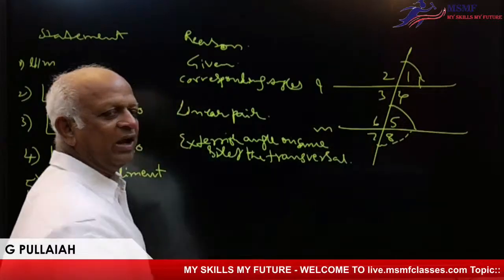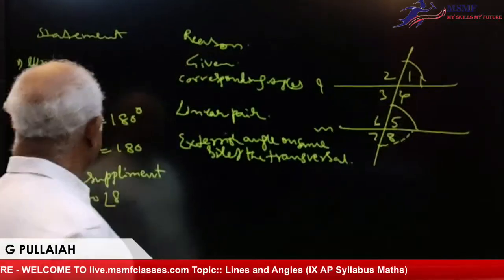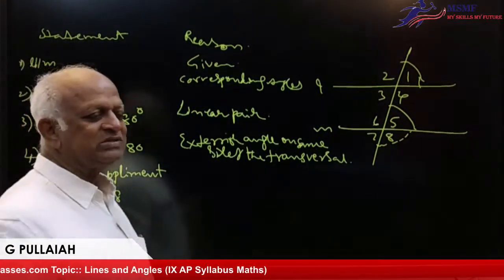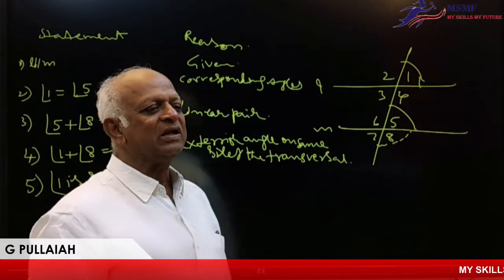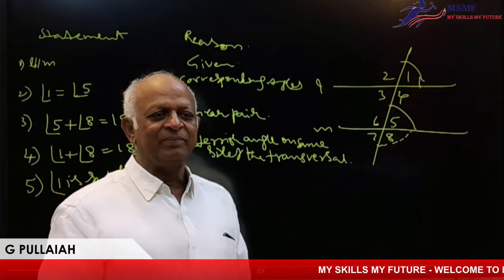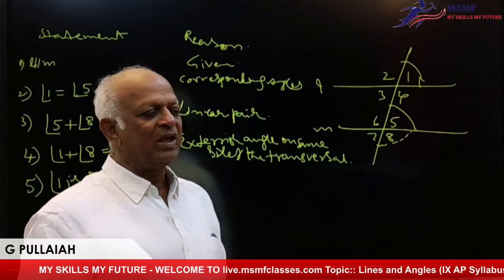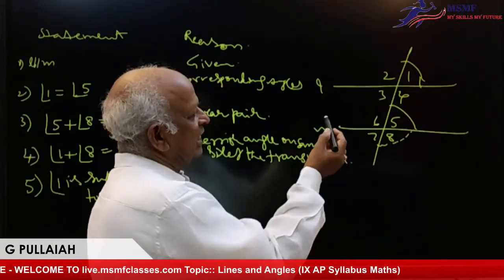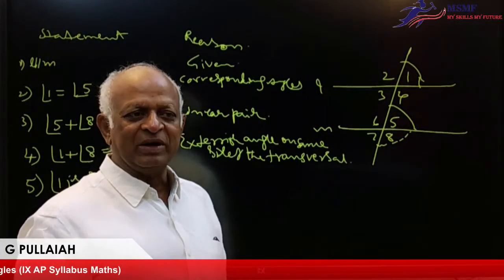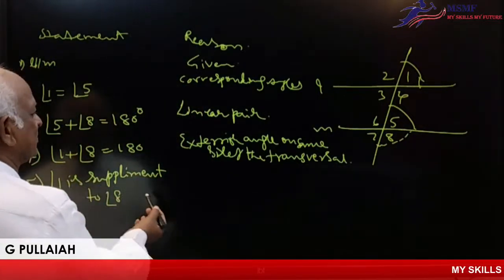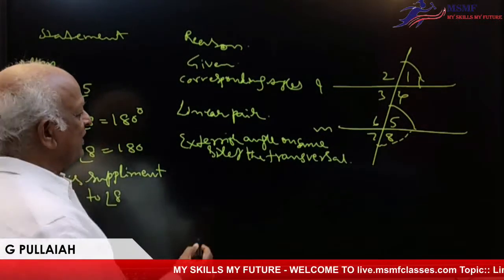Okay, now angle 1 is supplementary to angle 8. Observe very carefully. The concept is this. Which do we call supplementary angles? If the sum of the two angles is 180 degrees, we call them supplementary angles. So if you take angle 1 and angle 8, they are the exterior angles, and the exterior angles are supplementary. So here angle 1 is supplementary to angle 8, based on the same concept of exterior angles.